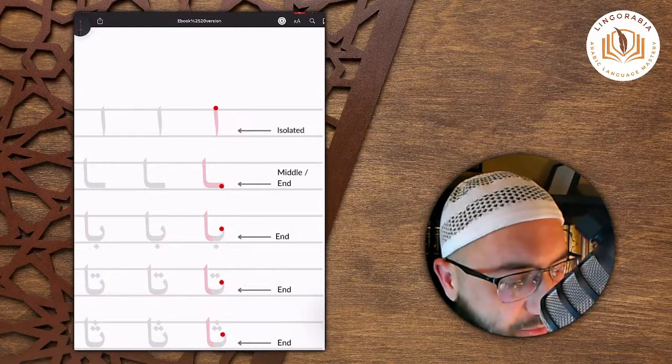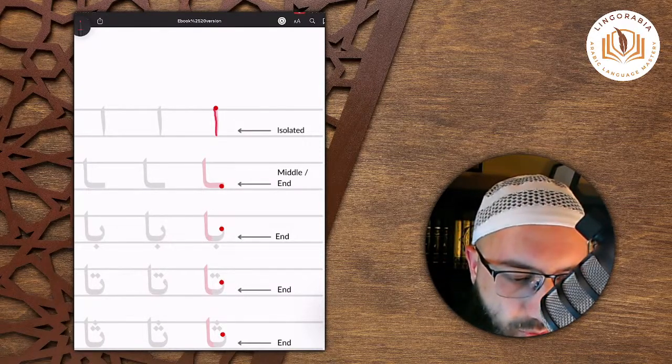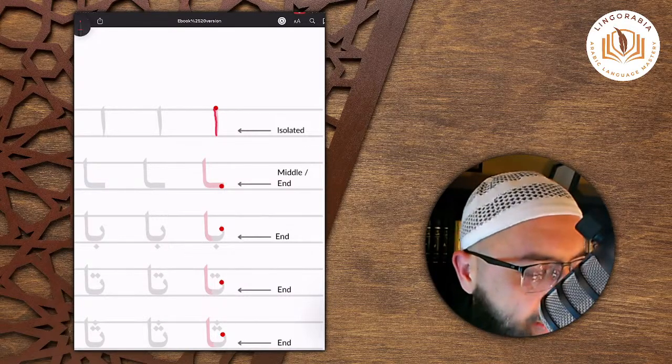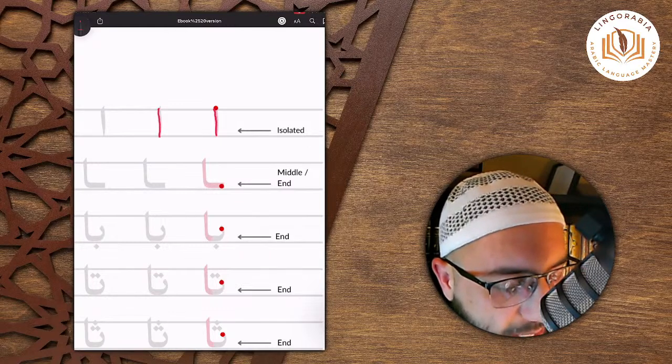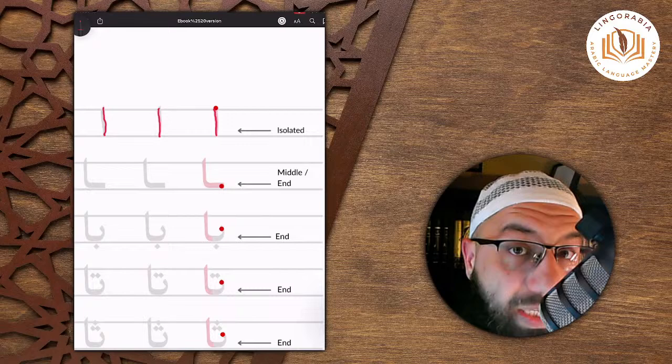You start at the dot here, and you go from up to down. That's the isolated form. You start up, and you go down. That's how alif is written when it is isolated.